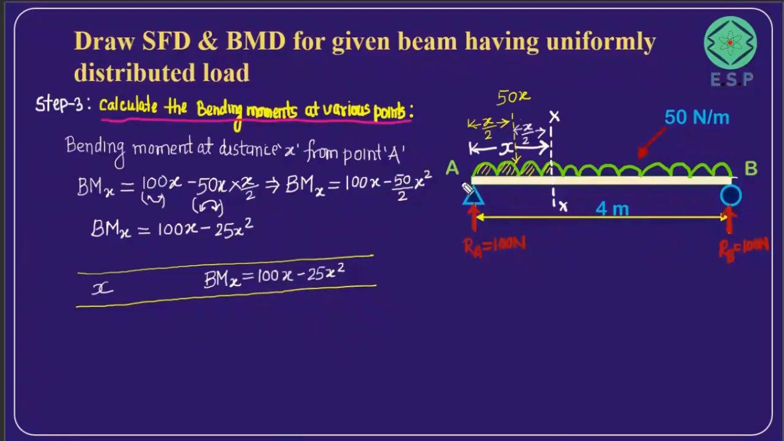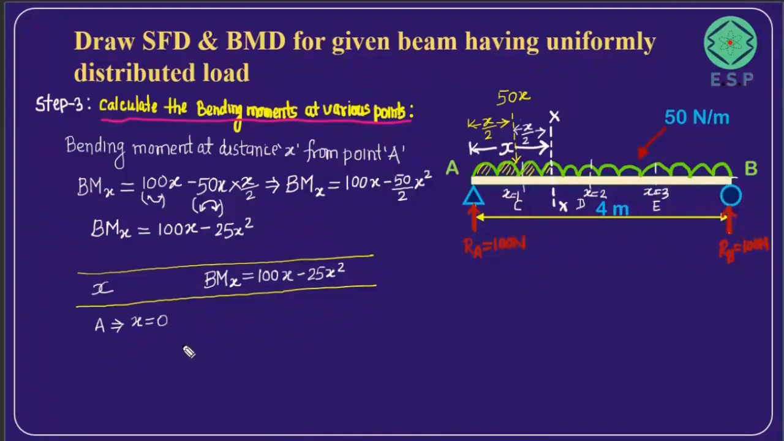So the first point is A. So at A we have x equal to 0, friends. Then I can take another point somewhere here, a point at the center, and then this point I'll call C, this I'll call D, and this I'm going to call E. So at C x equal to 1, friends, at D x equal to 2, at E x equal to 3, and again B x equal to 4, like that.